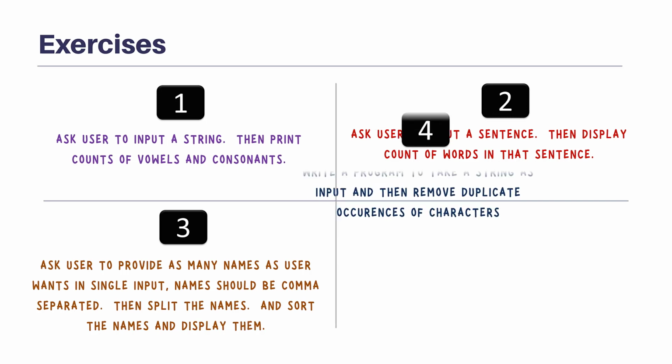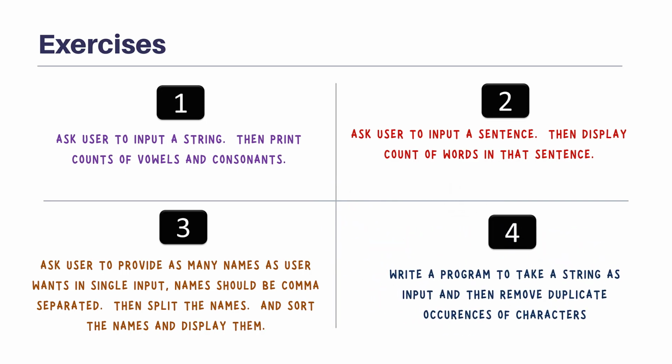In the fourth exercise, write a program to input a string. That string may contain all unique characters or it may contain some duplicate characters. Modify that string in such a way that the string contains only unique characters. Remove all the duplicate occurrences of all the characters so that the end result does not contain any duplicate character in the string. And then display that outcome.